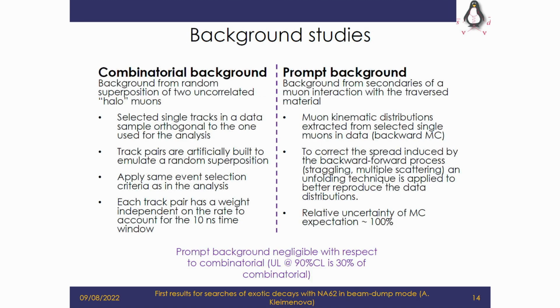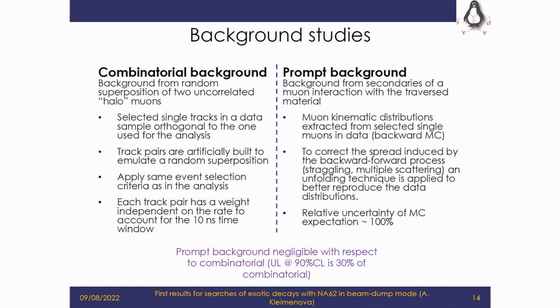Now let's talk about the background. And as I talked about it before, we have combinatorial background and prompt background. So the combinatorial background is just a random combination of two muons, which are coming from the beam halo, because you still have some particles coming out from the tags.